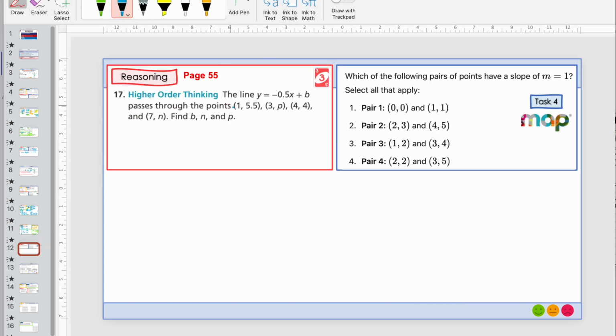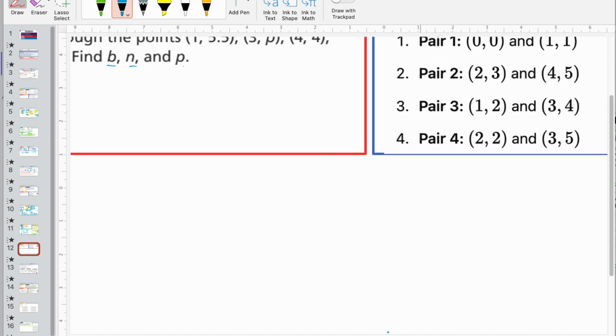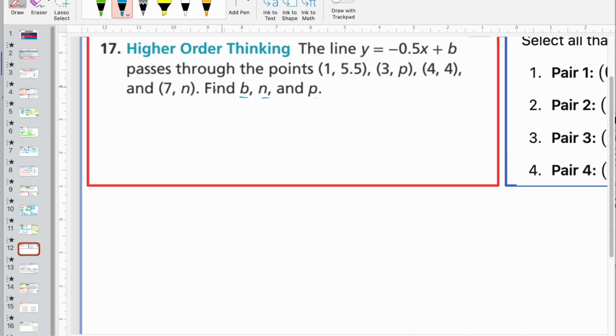Here we have this question. This is a very challenging question. Here we have this line and it passes through these points. Find b and p. My equation of the line is y equals negative 0.5x plus b. I don't know what b is, but I have a point that I can substitute with.